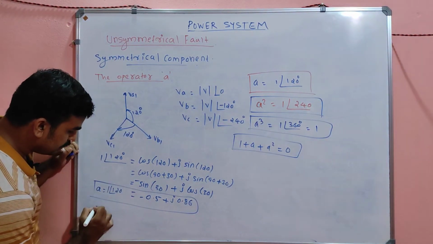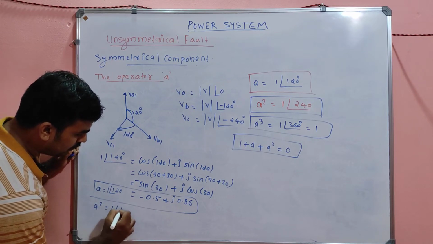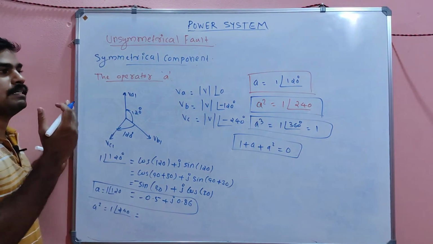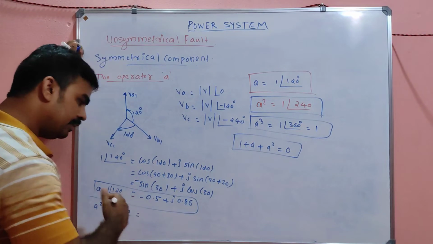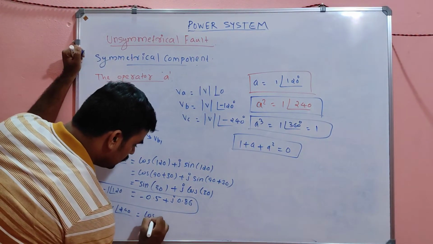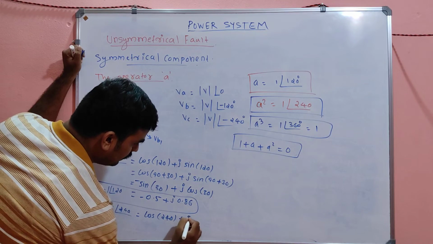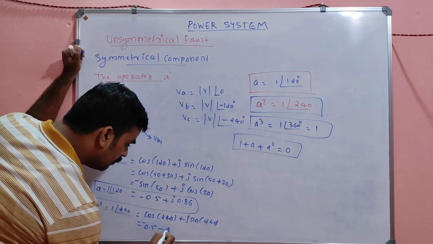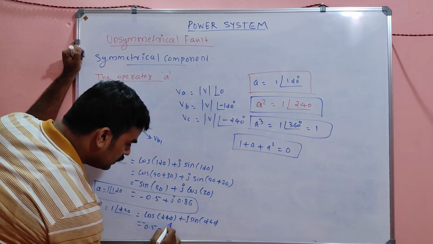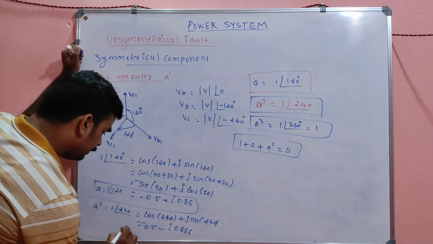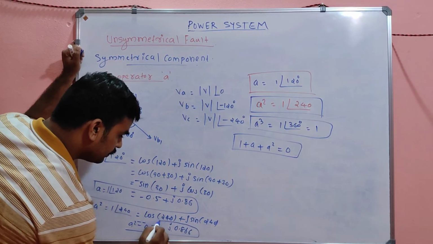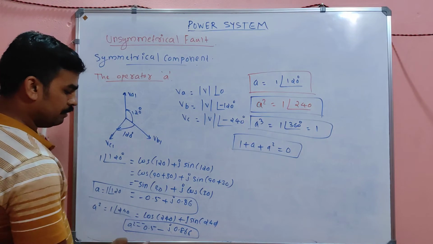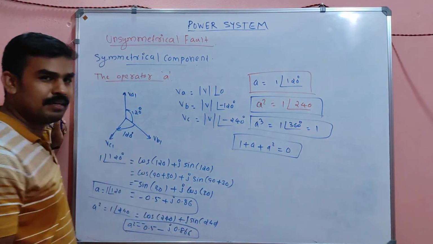And A square is one angle 240 degree. If you take this one angle 240, you can again write cos 240 plus j sin 240. The answer will be, you can check, minus 0.5 minus j 0.866. That is equal to A square. So you have A now, you have A square now. 1 plus A plus A square will definitely be 0.